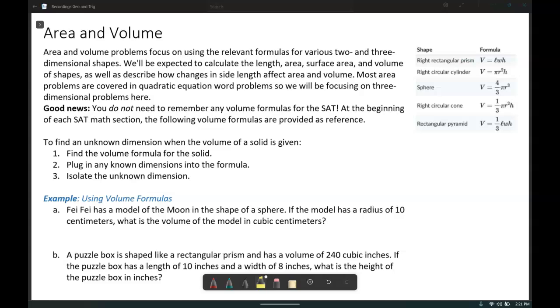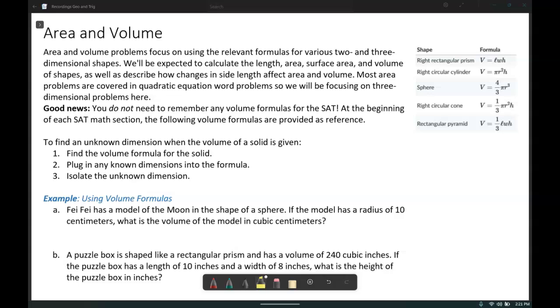Next thing we're going to take a look at is area and volume. The good thing about area and volume is the formulas are provided either in the reference sheet or in the problem that you're going to use, so you don't need to remember any of them. Most of the time, it just involves plugging in the values known for the formula and isolating and solving for any unknown values. And we'll go through a couple different examples with that.